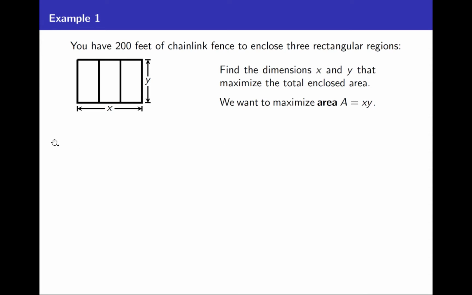But we can resolve that by noting that there is a certain constraint in this problem. You have to use up all 200 feet of your chain link fence. So the x here and the x here, which is 2 times x, and these 4 runs of y feet of chain link fence, which is 4y, that has to add up to 200 feet. You have to use up all of your 200 feet of fence.